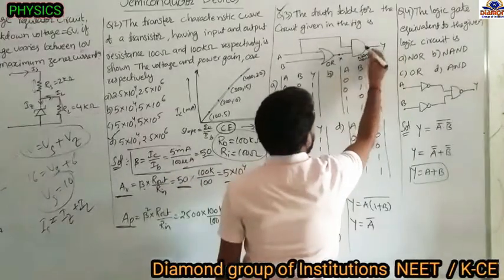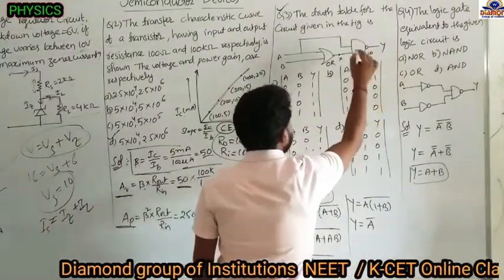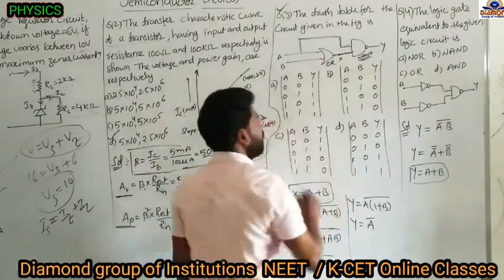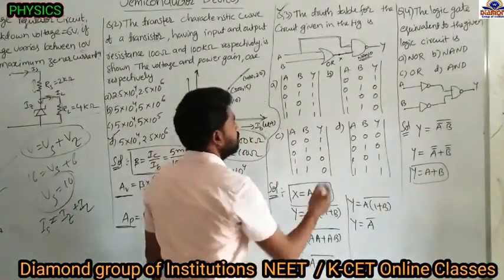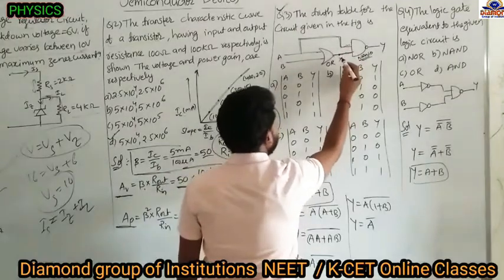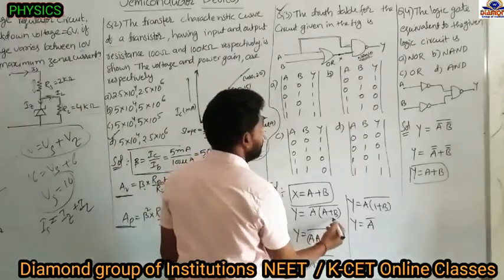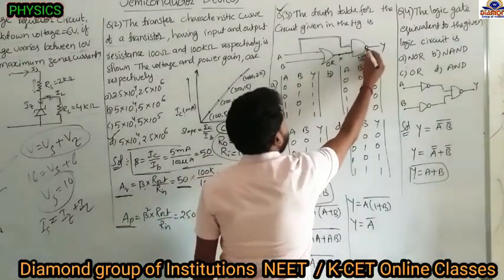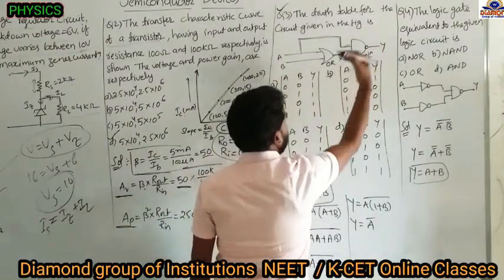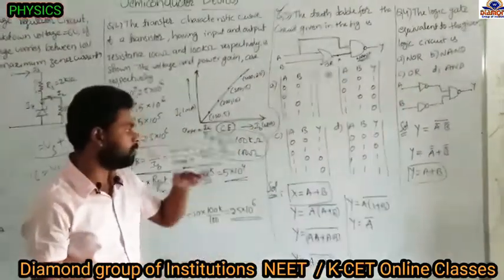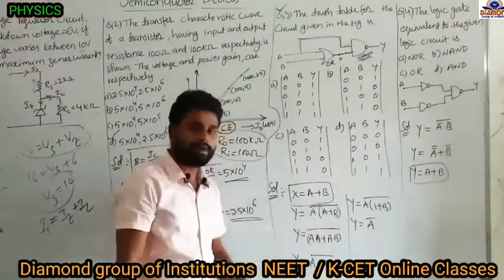Now Y is the output of the NAND gate. What are the inputs of the NAND gate? A is one input, and the second input is the output of the OR gate. So Y equals A and X, where X is A plus B, and the function is multiplication: A into A plus B, with a complement, because AND plus NOT becomes NAND. So the whole complement: A into A plus B, whole complement. This is the output of the NAND gate.